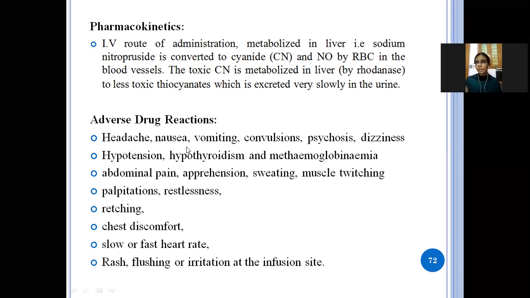Adverse drug reactions are headache, nausea, vomiting, convulsions, psychosis, dizziness, hypertension, hypothyroidism, abdominal pain, sweating, muscle twitching, palpitations, restlessness, and chest discomfort, slow or fast heart rate, flushing, skin rashes, irritation at the site of injection. Means this drug is taken through the intravenous route of administration, so at the site of injection we will feel irritation or skin rashes.